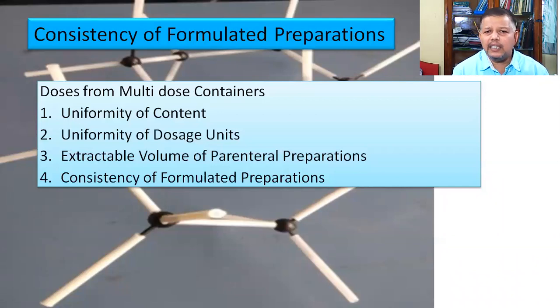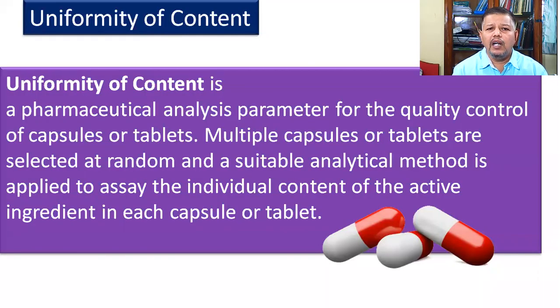Next, under consistency of formulated preparations, we are going to learn the uniformity of content, uniformity of dosage unit, and extractable volume of parenteral preparations. Now, uniformity of content. It is a pharmaceutical analysis parameter for the quality control of capsules or tablets. Multiple capsules or tablets are selected at random and a suitable analytical method is applied to assess the individual content of the active ingredient in each capsule or tablet.